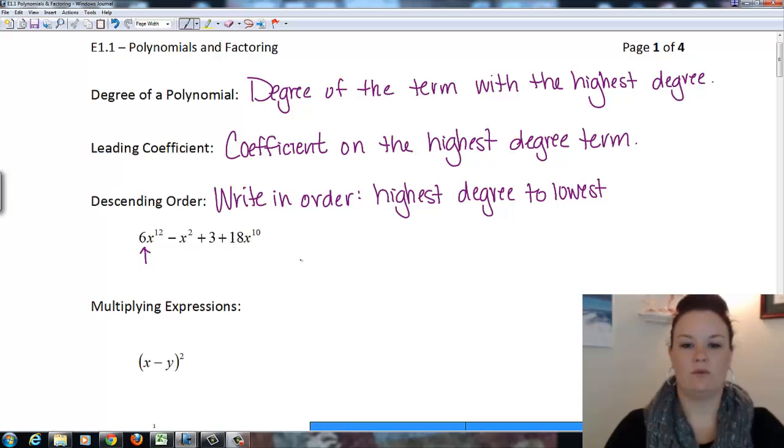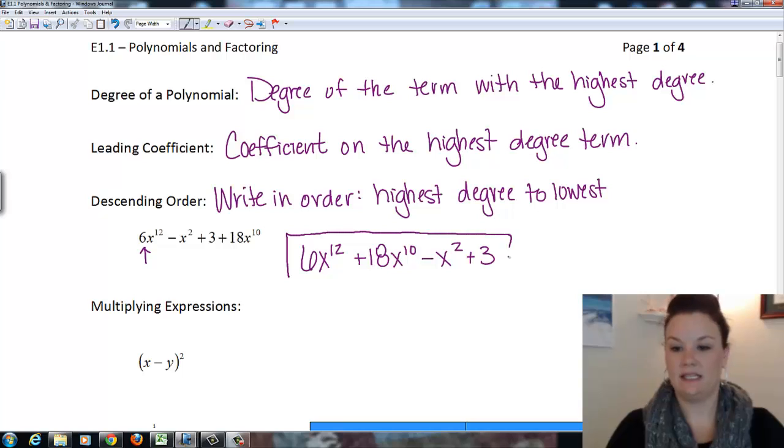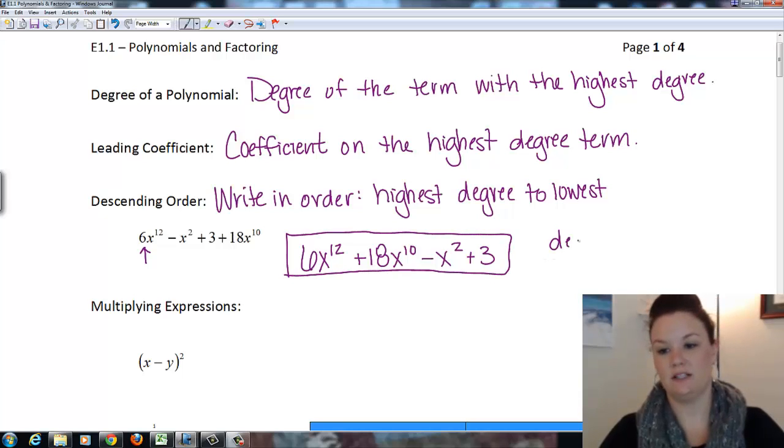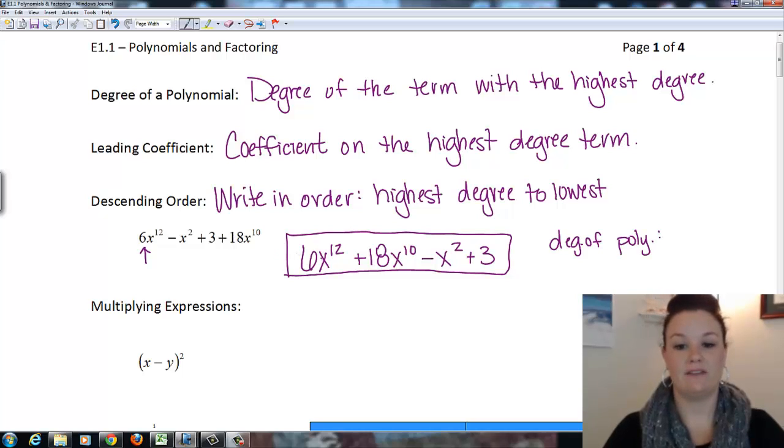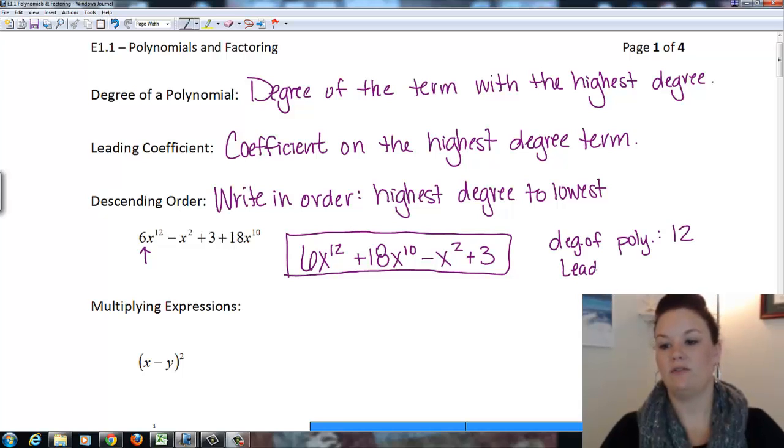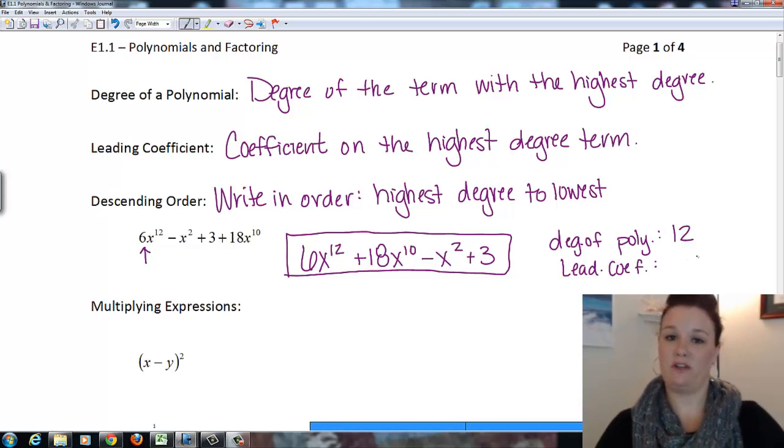So for this one, I would write 6x to the 12th, then my next lowest power or degree term would be x to the 10th, so I do plus 18x to the 10th, minus x squared plus 3. Okay, so this is in descending order. This means that the highest order term I have is x to the 12th, so this would be a 12 degree polynomial, and then my leading coefficient is the number part of the highest degree term, which in this case would be 6.